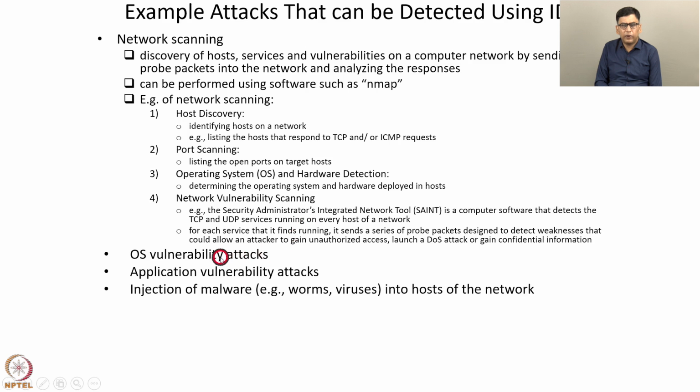Then injection of malware, for example, worms and viruses into the hosts of the network. So an IDS can analyze packets and perform deep packet inspection, and if some of the data in the packet is malicious, it may indicate that there is some worm or virus in the packet. So injection of malware into the hosts of the network can be detected using IDSs.